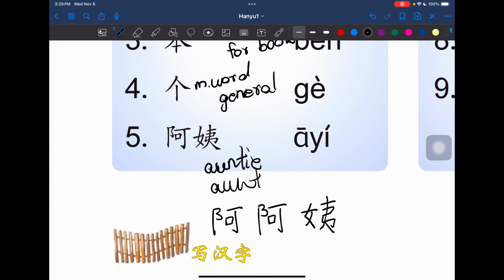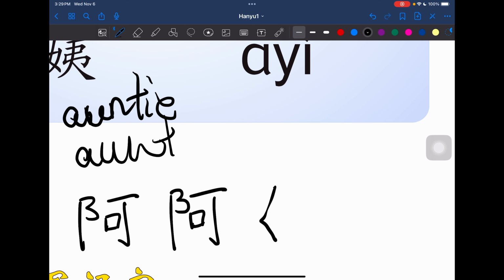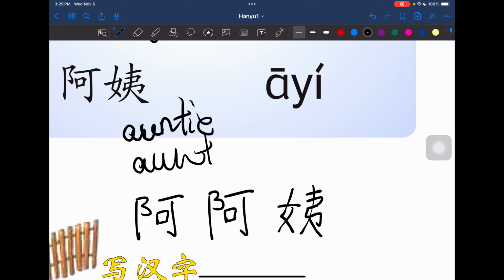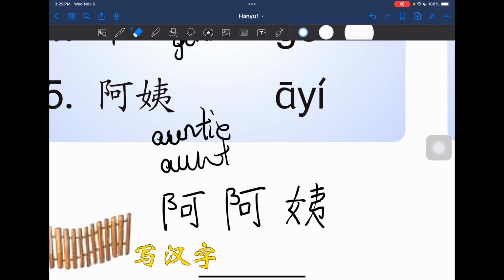That is 9 strokes, okay? It is a bit hard to make the yi look good, so we're going to try again. 1, 2, 3, 4, 5, 6, 7, 8, 9. That is 阿姨. Yi has 9 strokes. Has 7 strokes. 阿姨, aunt. Okay, and is first tone. Yi is second tone. 阿姨.